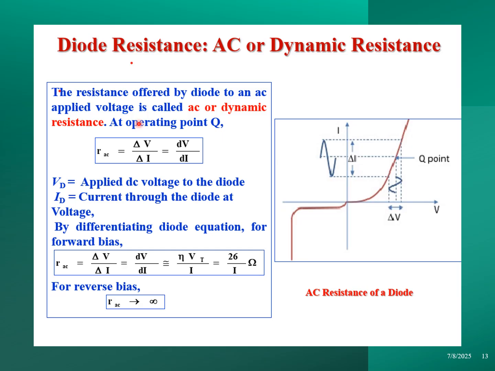AC or dynamic resistance: whenever an AC voltage is applied to the diode, we take the ratio of the rate of change of applied voltage to the rate of change of the current through the diode. So VD is the applied voltage and ID the current. This is approximately in the order of ohms. In the reverse bias, the AC resistance will be infinite.